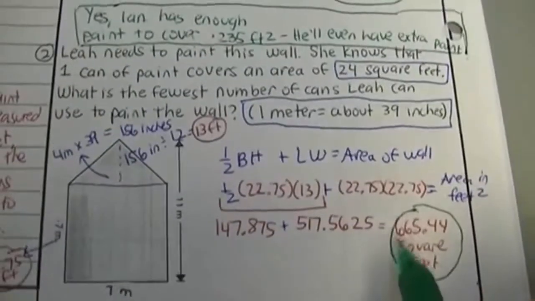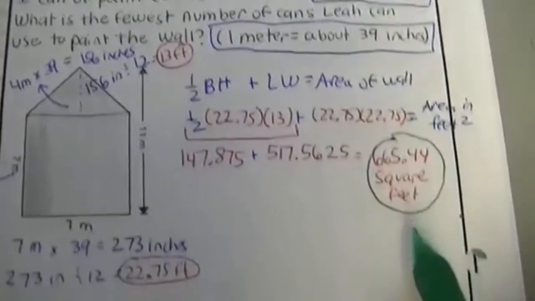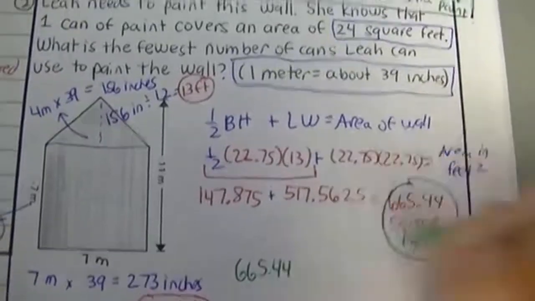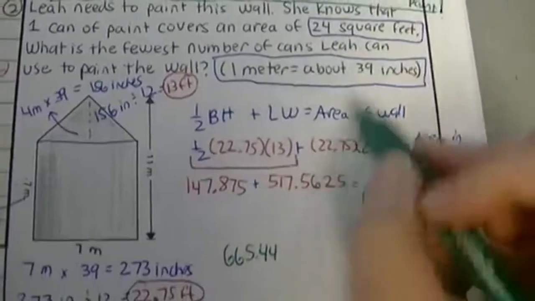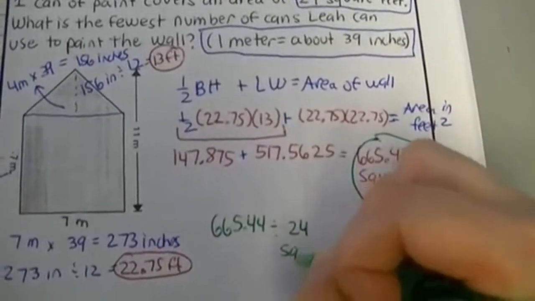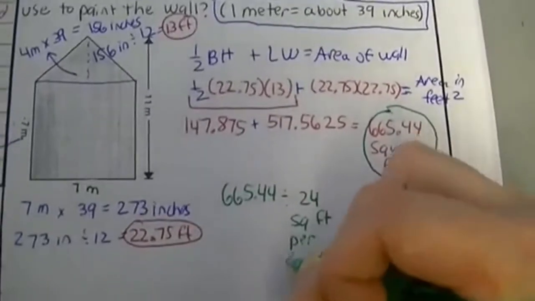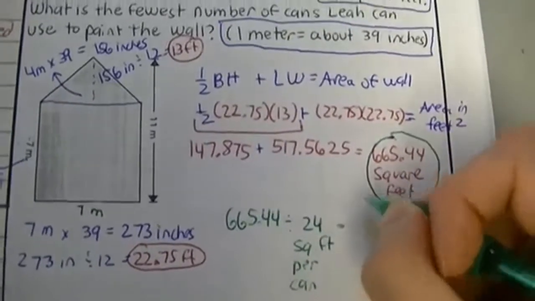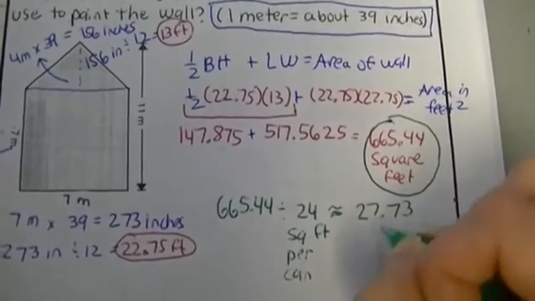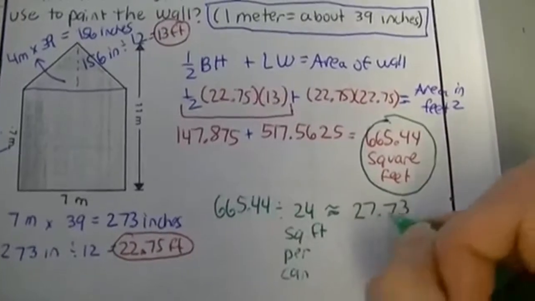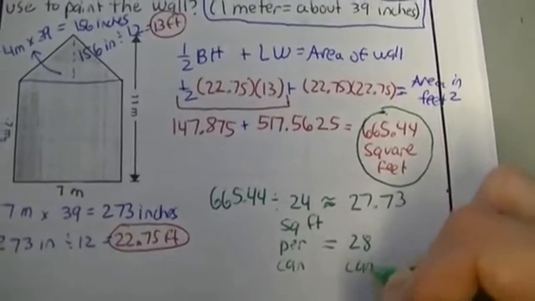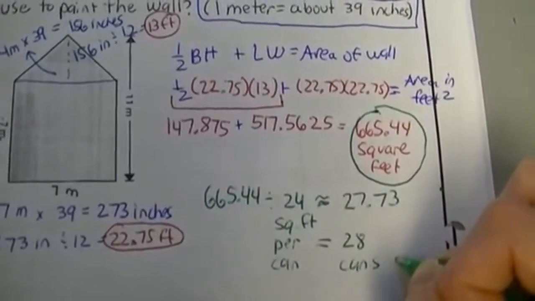But we're not quite done, because it says here that 1 can of paint covers 24 square feet. Well, this is how many square feet there are. So you're going to take that amount of square feet, and you're like, well, how many cans do I need? I know that each can covers 24 square feet. And so that divided by that would give me approximately 27.73. And since it's cans, I can't buy like 0.73 of a can, so Leah is going to need exactly 28 cans.